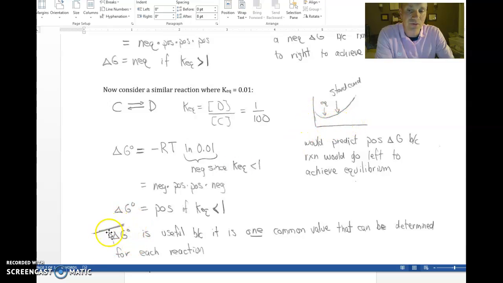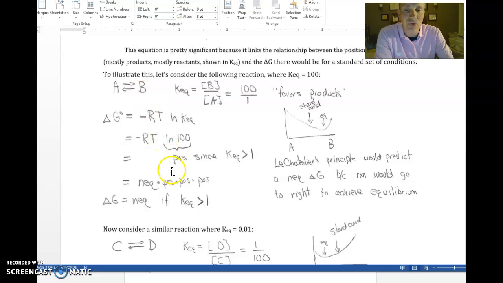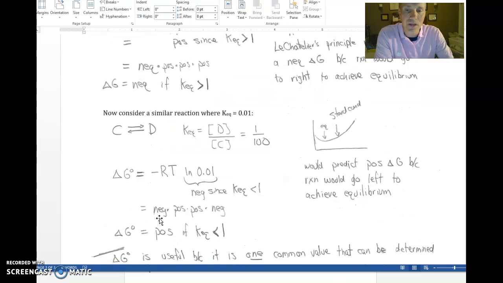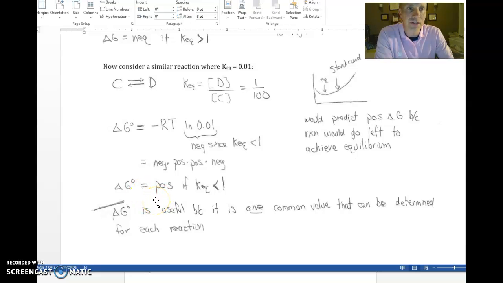So the value of delta G is that it allows us to basically compare apples to apples. If I've got this reaction right here, which is different from this reaction right here, how could I get a sense for changes in free energy? Well, the way we do that is we say, okay, we're going to measure all these delta G's under one special set of conditions. And that's going to be that standard state where everything starts at concentrations of 1, and because we're only doing it under one set of conditions, we can have one common value that can be determined for a specific reaction.